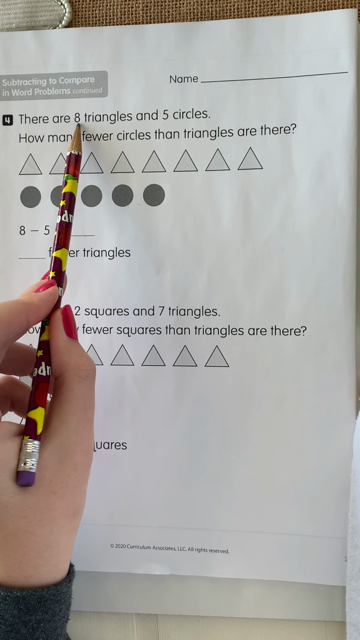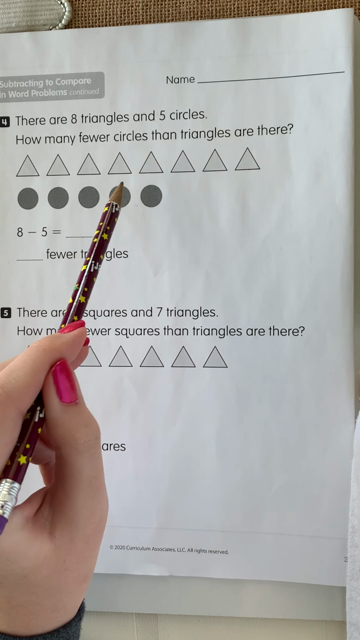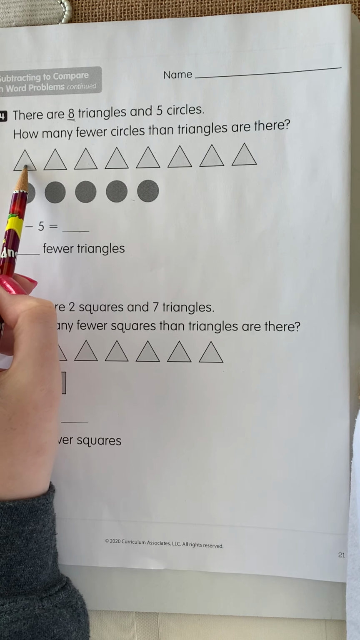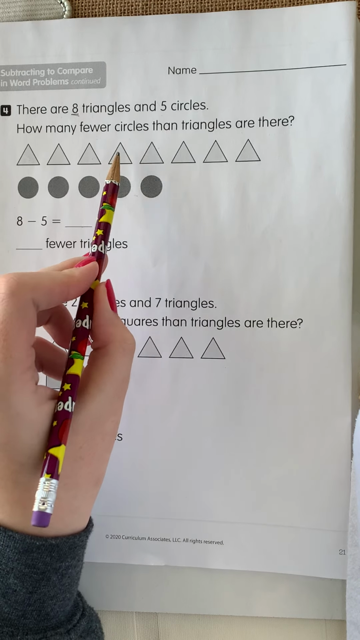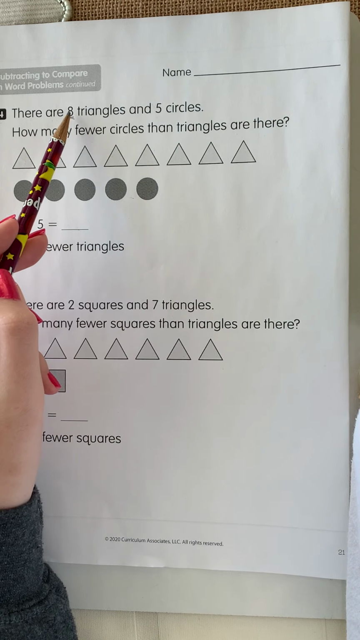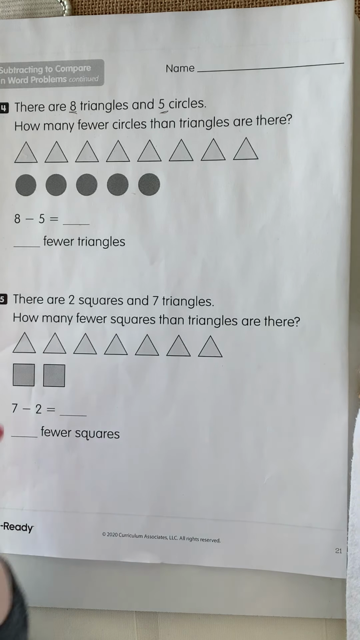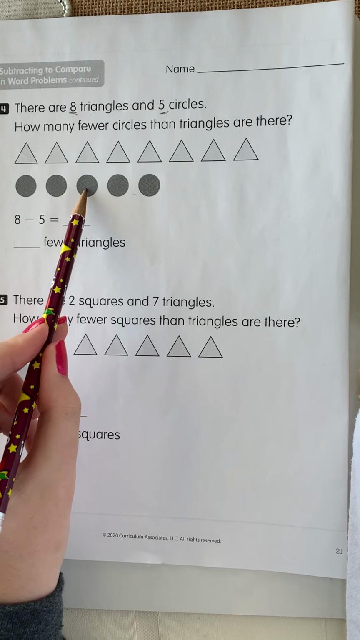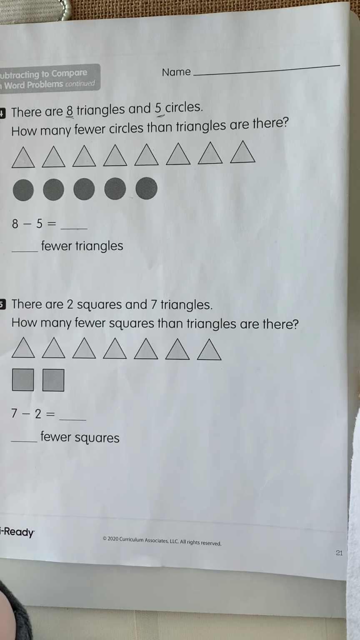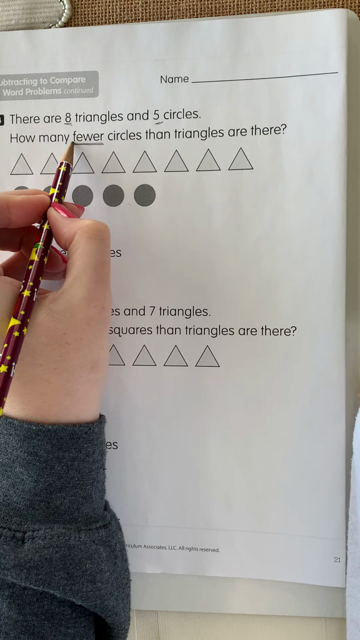I want to make sure that there are 8 triangles drawn for me, and I want to make sure that there are 5 circles drawn for me. 1, 2, 3, 4, 5, 6, 7, 8. There are 8 triangles, and now I want to see if there are 5 circles. 1, 2, 3, 4, 5. Perfect. Now, the important word in this word problem is fewer.